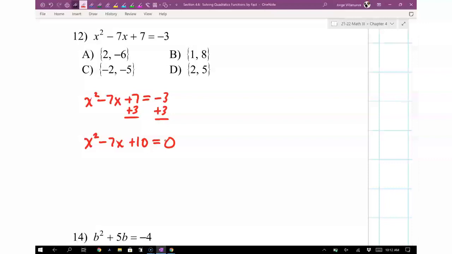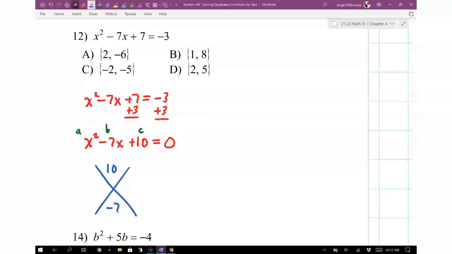So that's what you're going to do with number 13 and number 14. You're going to want to set it equal to 0. Now that it's set like that, I can do the x method to factor that piece. So on the top, you multiply. Let me write down the a, b, and c. On the top, you're going to multiply a times c, which is 10. On the bottom, you're going to put your b value, which is a negative 7.